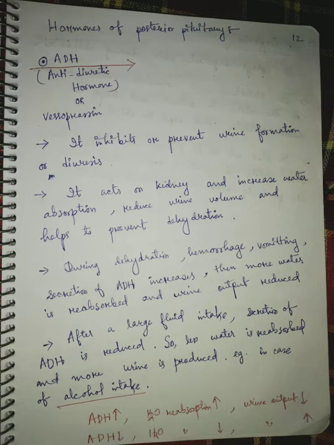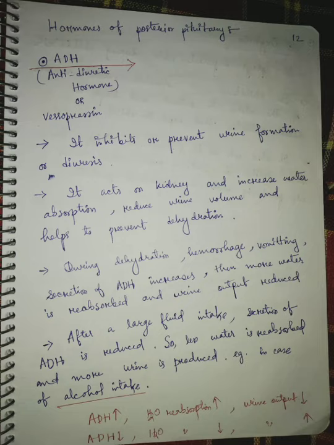It acts on the kidney, increases water absorption and reduces urine volume, and helps to prevent dehydration. That means the kidney absorbs water, and when the kidney absorbs water, automatically it releases a smaller amount of urine into the urinary bladder. When water is absorbed in sufficient amount, our body is protected from dehydration.